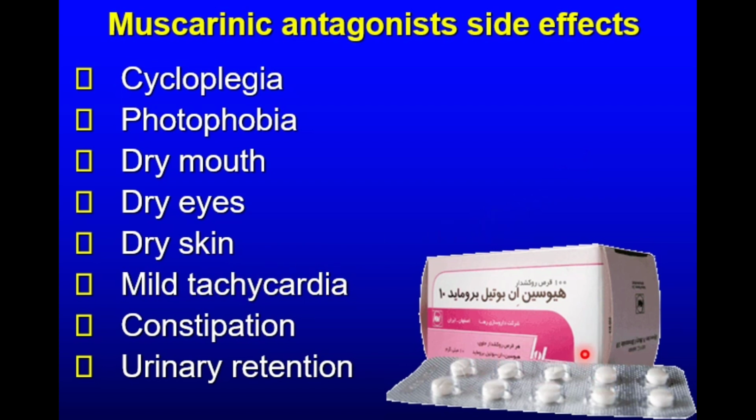Suppose you give hyoscine for travel sickness. It causes cycloplegia. The patient has blurred vision and is long-sighted. It causes photophobia. The patient cannot tolerate intense light because the pupil cannot constrict.